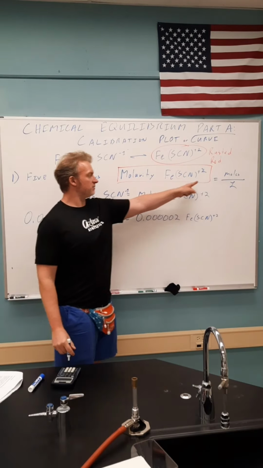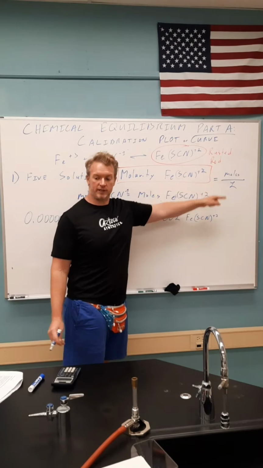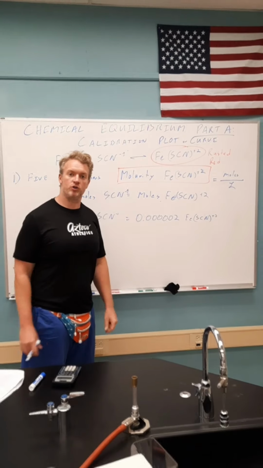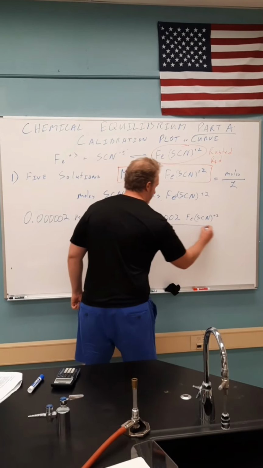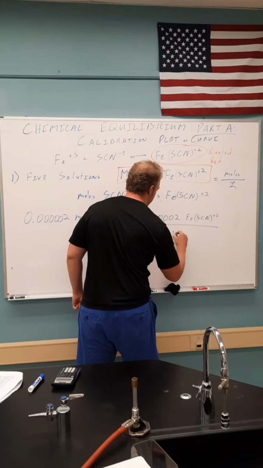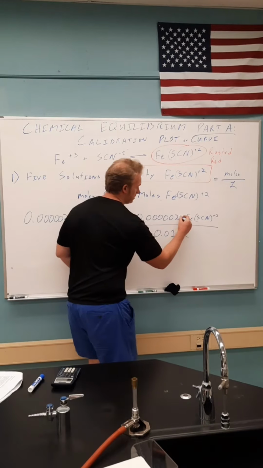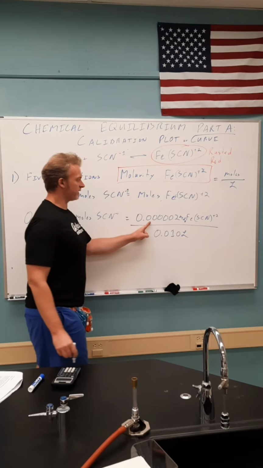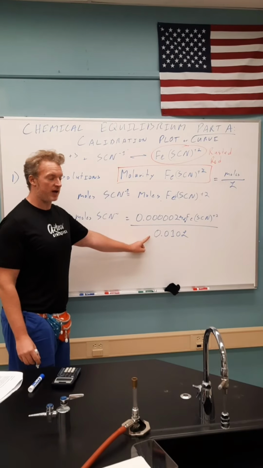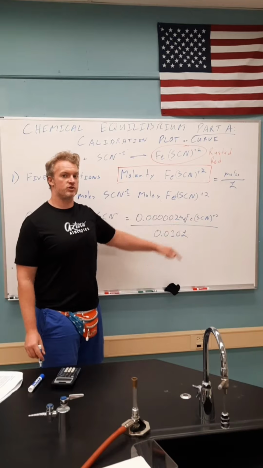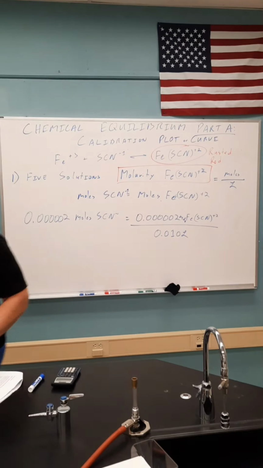And again, we're finding the molarity, so moles over liters. The total volume of solution that was made was 10 milliliters. So these, by definition, will be the molarity of the iron thiocyanate that was produced in solution 1.